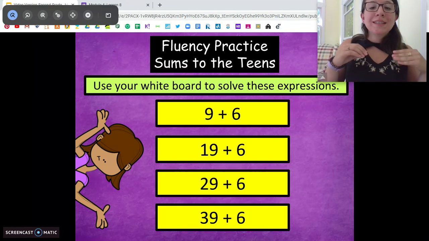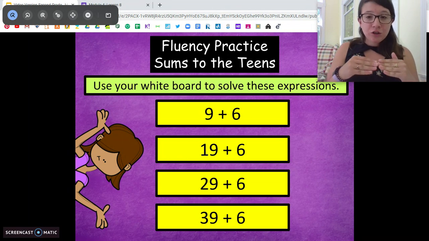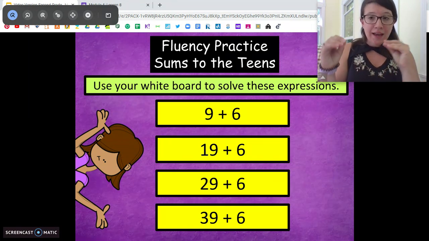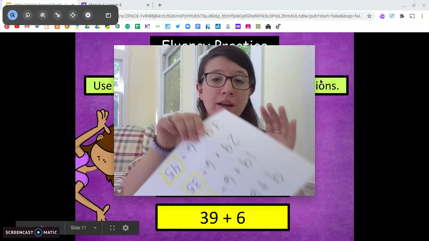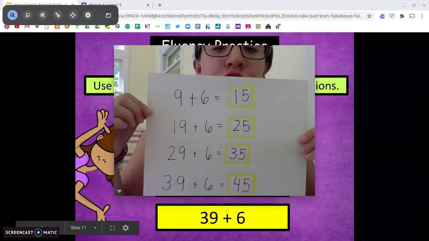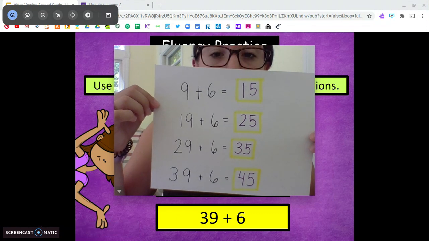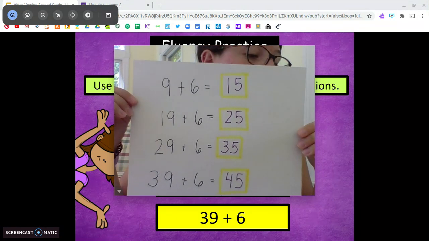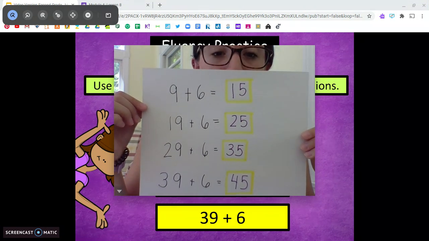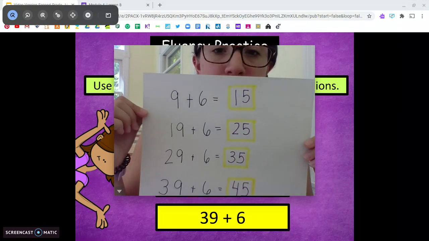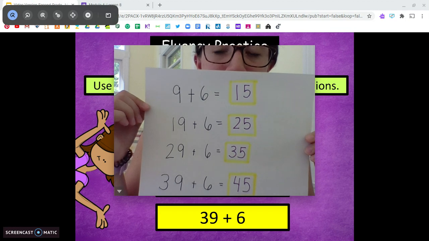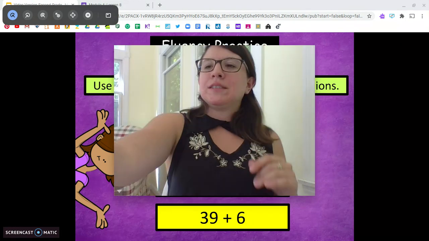Ready? So you should have noticed a similar pattern with these. You're starting with 9 plus 6. You're adding 9 ones and 6 ones. When you do that, you should get the same number in the ones place. It's just your tens place that is changing. So go ahead and check your answers. Correct yours if you need to. Take your time. Pause for as long as you need to. And then we're going to go on to the next one.